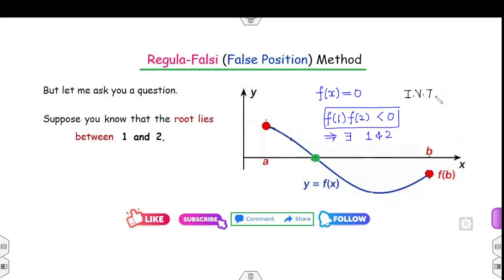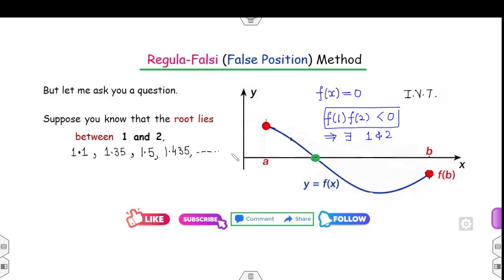So if I ask you how to find the root, you may say 1.1 is the root, or 1.35 is the root, or 1.5 is the root, or 1.435 is the root, and so on. We can never guess that.